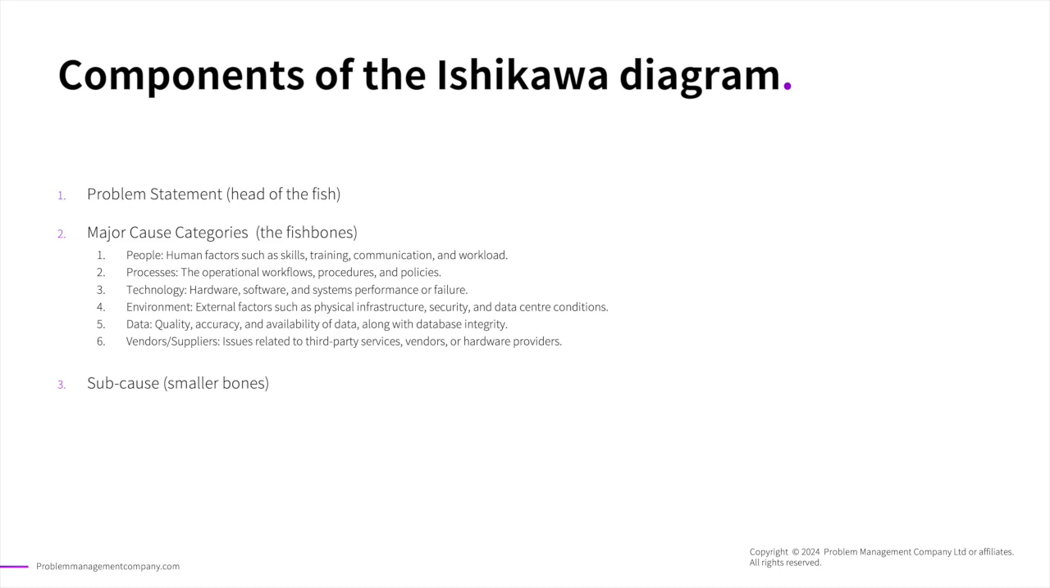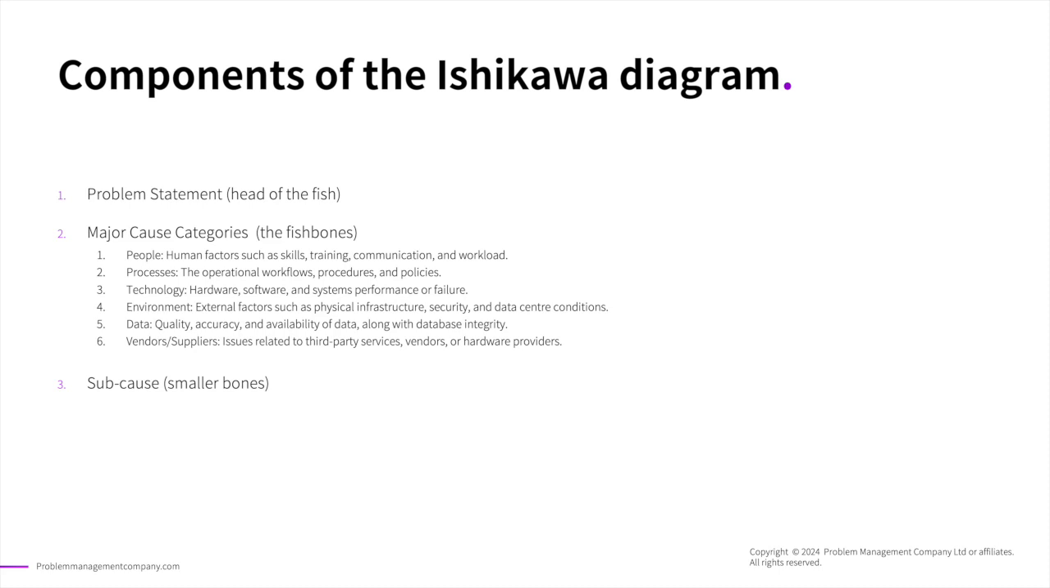physical infrastructure, security and data center conditions, data, quality, accuracy and availability of data along with the database integrity, vendors and suppliers, issues related to third-party services, vendors or hardware providers. These categories can be customized based on the specific problem being analyzed. Sub-causes, the smaller bones. Each major category can be broken down further into specific causes. For example, under technology, sub-causes could include server failures, software bugs, or network issues.